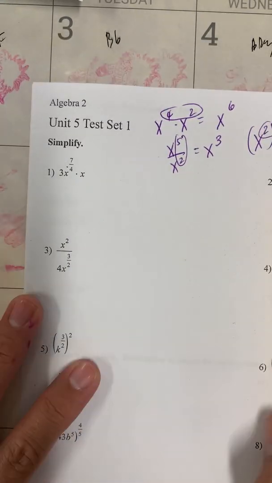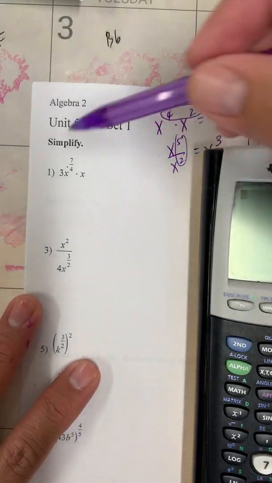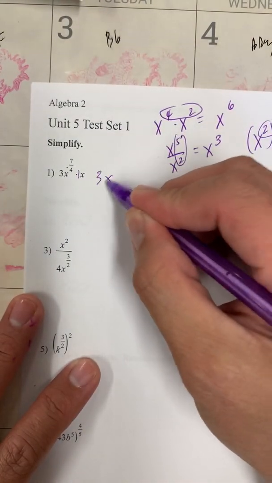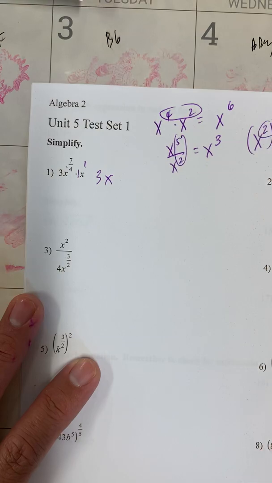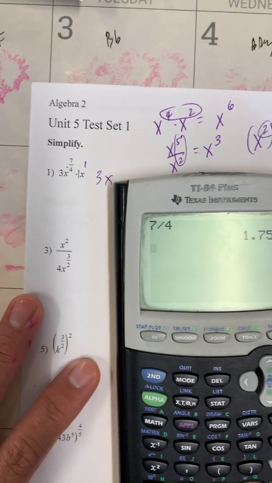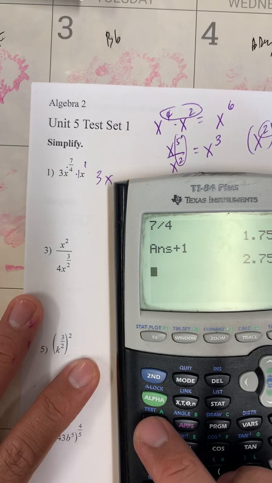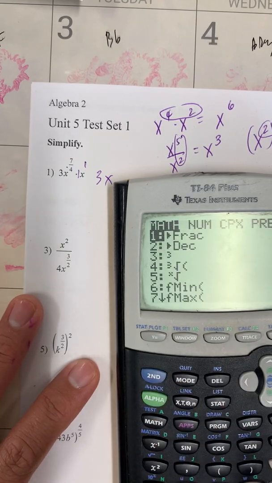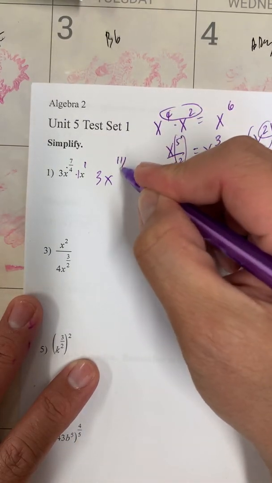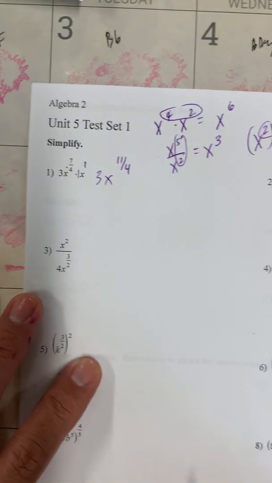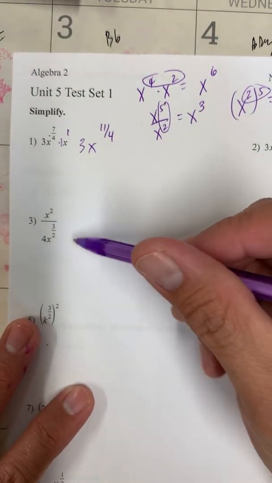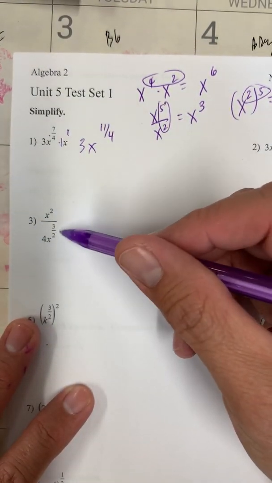Okay, so let's do some of the items here. Okay, here there's a 1 there, so 3x. There's a 1 here, so you have to add 7 fourths and 1. So review. 7 divided by 4, enter, plus 1, enter, hit the math, frac, is the number 1, enter, 11 over 4. So the answer is 11 over 4.